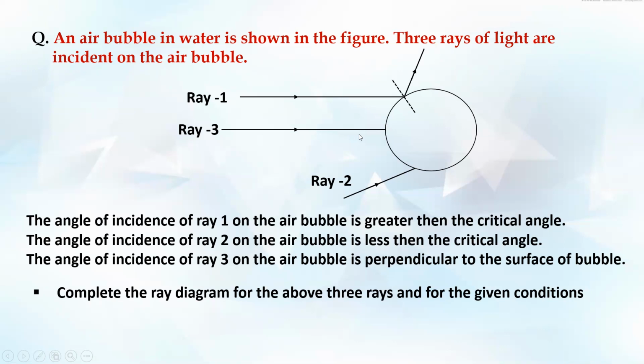For ray 3 we know it's gonna go straight, but for ray 2 it's gonna refract. So refraction will happen. That's how it has to be done. Fine. So hence we are done for this, right?